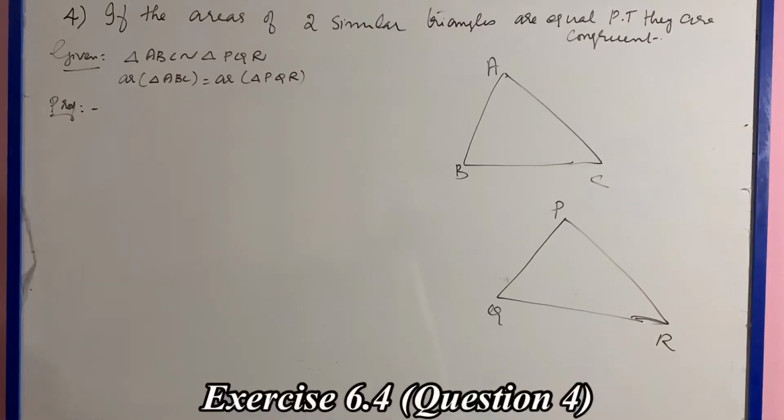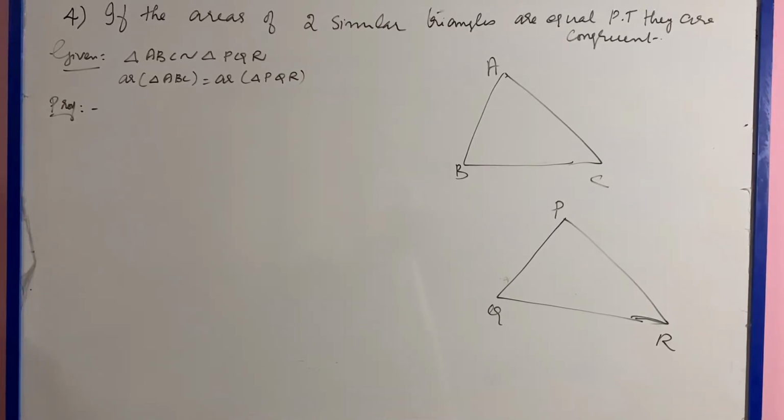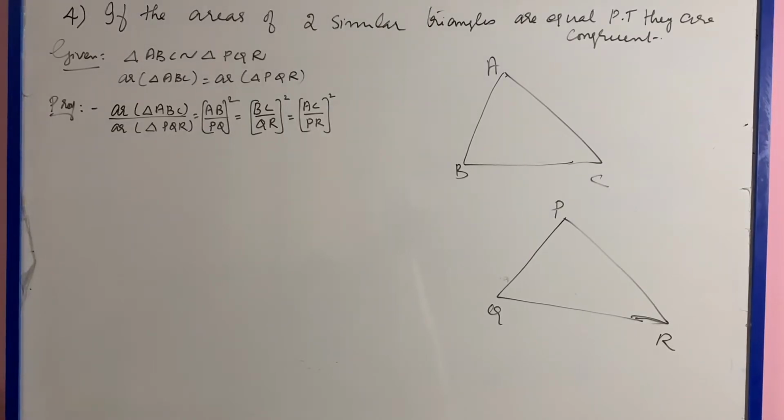Question number 4. It is given that two triangles are similar and their areas are equal. Then we want to prove that those two triangles are congruent. Okay. So what do you know about the areas of similar triangles? There is a relation between the ratio of areas of similar triangles and ratio of the corresponding sides. Write that first. Okay. Now given that area of triangle ABC and area of triangle PQR are equal. That means area of triangle ABC by area of triangle PQR is equal to 1.